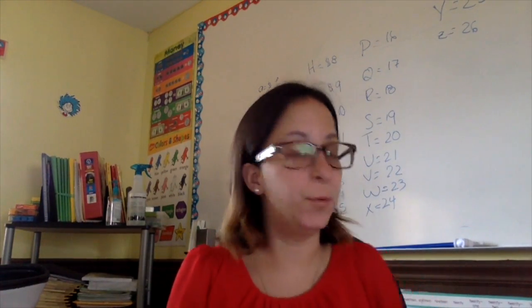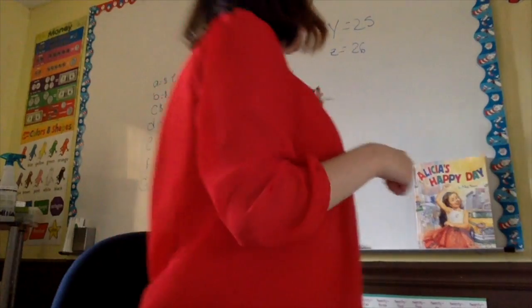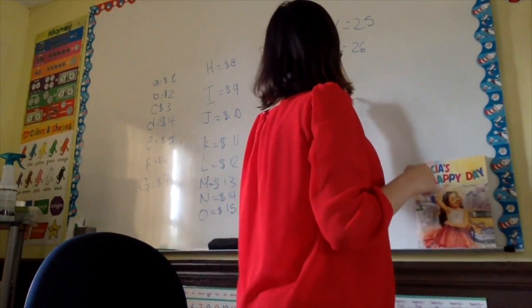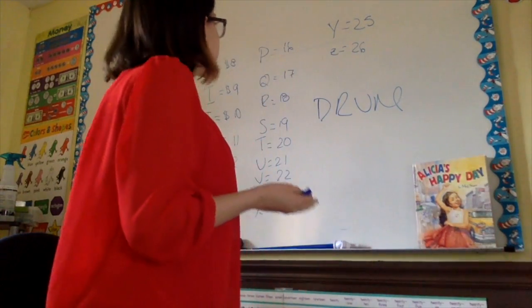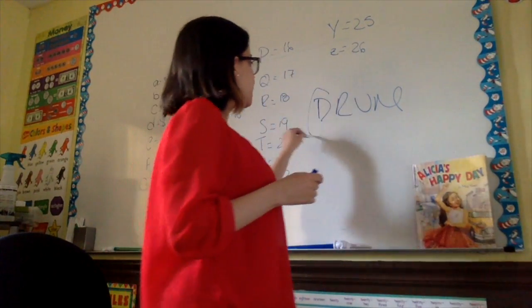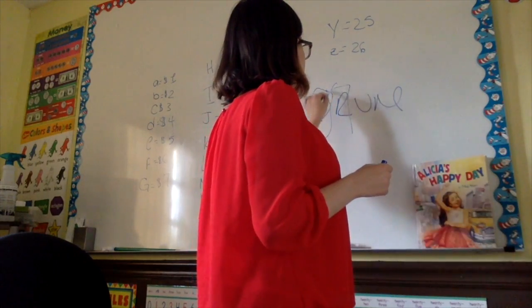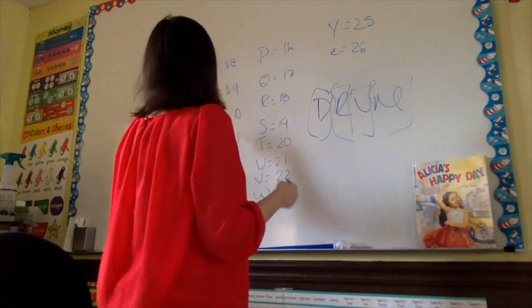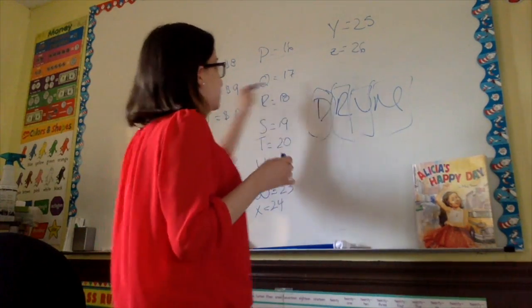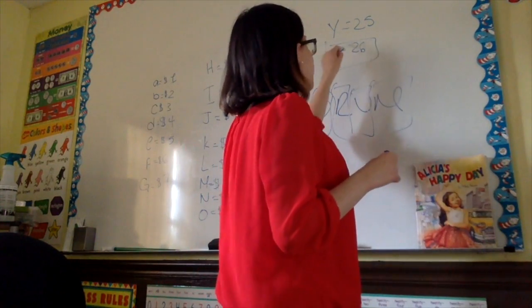I will then proceed and write down the word drum on the board. For instance, drum. So then, I will tell my students that every letter represents $1. So for example, A will be $1 up to Z, which will be $26.